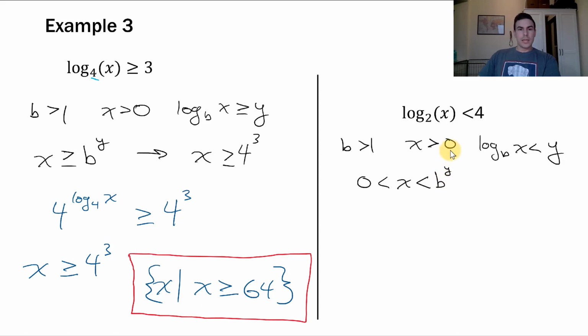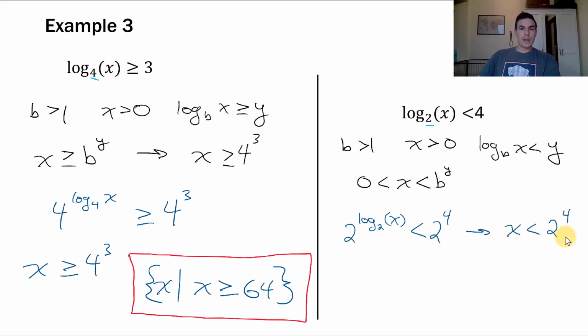Okay, so again, let's see why this is the case, and we're going to use exponentiation again to solve this inequality. We're going to have a base of 2, and we're going to take our original inequality and shoot it up into the exponents of this new base of 2. The left-hand side is going to simplify to just x. So I'm going to have x is less than 2 to the 4th power.